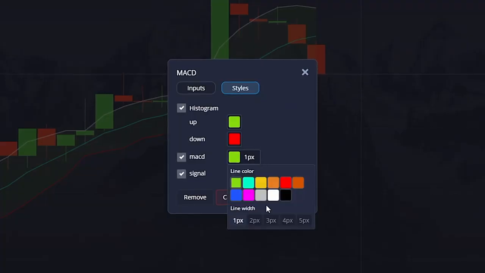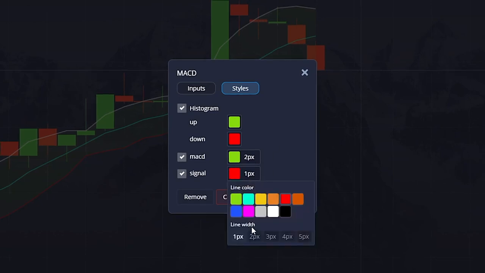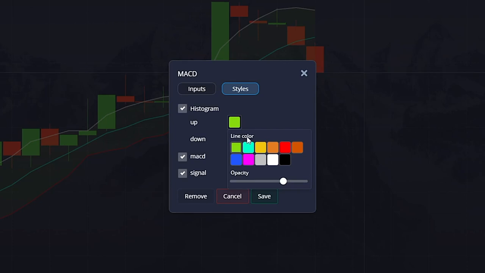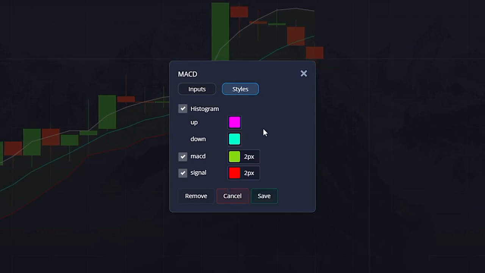Now the MACD. We're thickening the lines and tweaking the histogram colors. Make the up pink and the down green. Now why? I break it all down on my Telegram channel. So we're all set now and let's dive into trading.